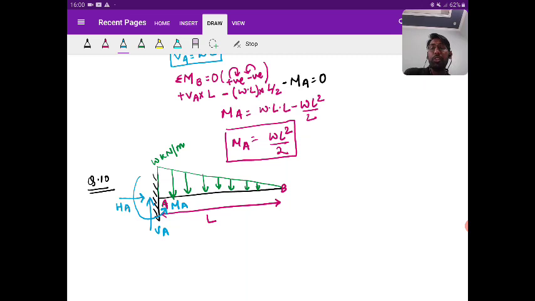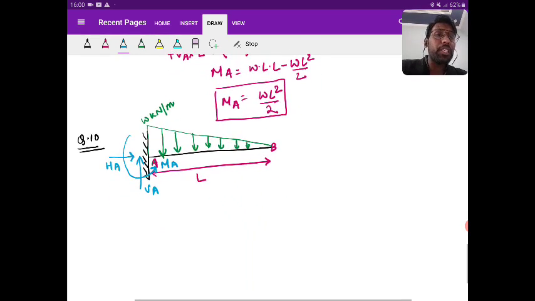Yes, first, find the reaction using the equilibrium equation. Find the reaction using the equilibrium equation. Yes. See here.